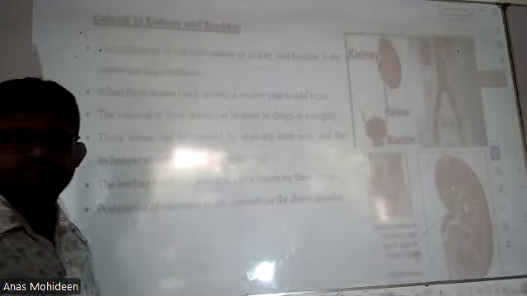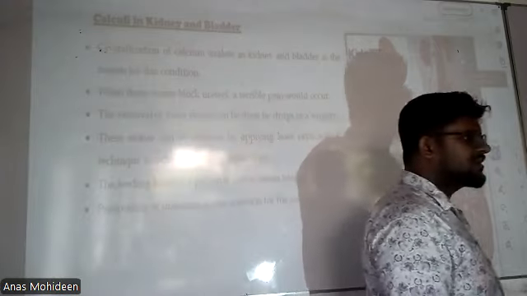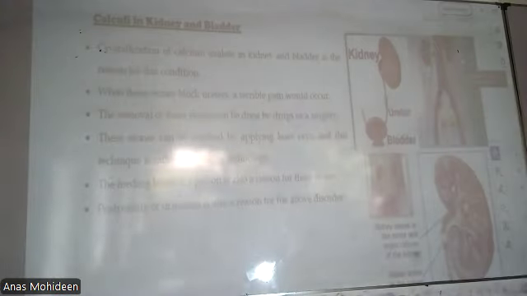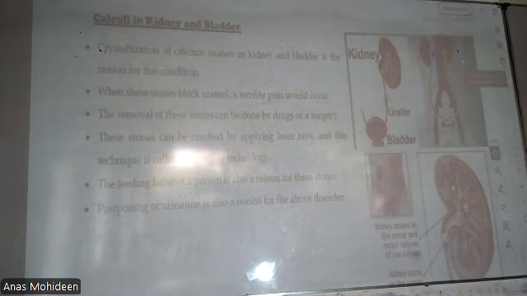And then the next one is calculi. This is what is mainly spoken about. What do you mean by stones in the kidney? Some say pumpkin stones also. What is the stone?